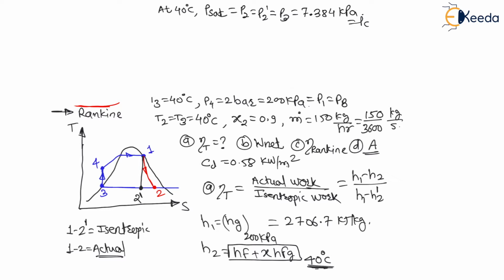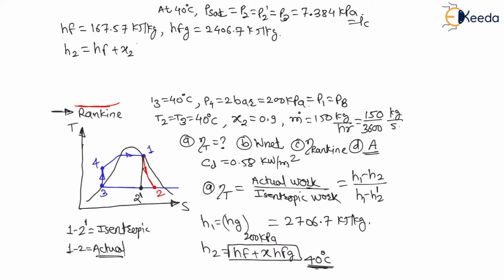And here I can find the hf value at this 40 degrees Celsius, which will be equal to 167.57 kilojoule per kg, and the hfg value, that is hg minus hf, will be 2406.7 kilojoule per kg. So let us find this h2. Therefore my dear students, this h2 will be equal to hf plus x2 hfg, which is equal to 167.57 plus x2, which is given as 0.9. The quality is given as 0.9, into hfg.